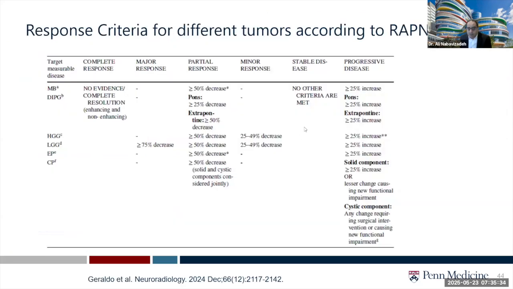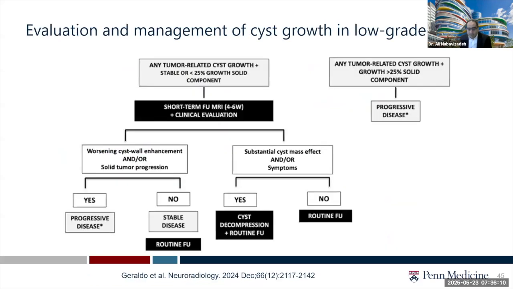Response criteria for different tumors according to RAPNO. Again, you can see the histologies here: medullo, DIPG, HGG, LGG, ependymoma, and craniopharyngioma. An important thing again, for DIPG, the pontine and extrapontine tumor components have different thresholds for both partial response and progressive disease. And also for craniopharyngioma, the cystic component should be adjudicated differently compared to the solid components. I'll show you a separate slide just to make it more clear.